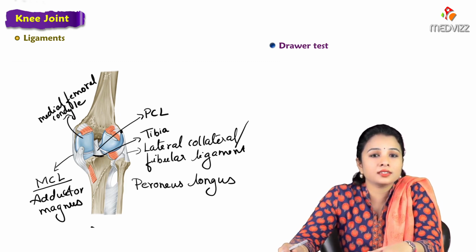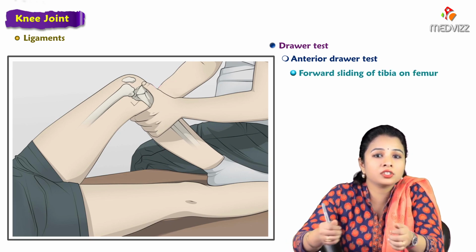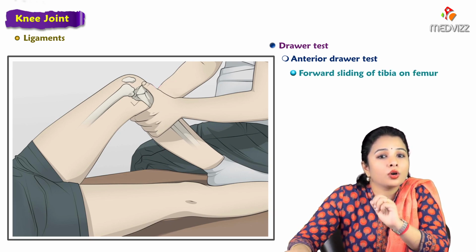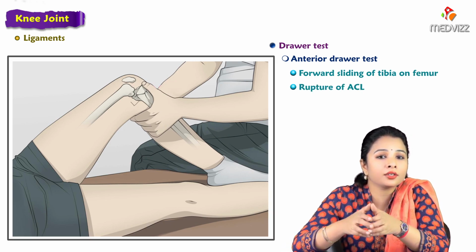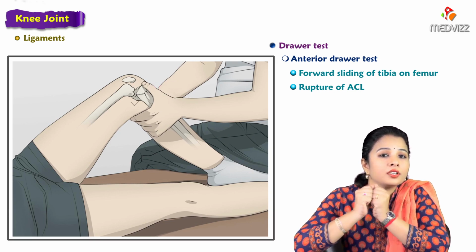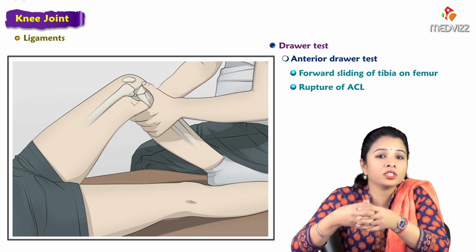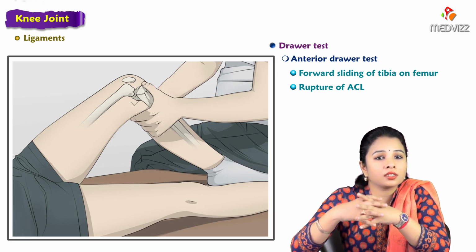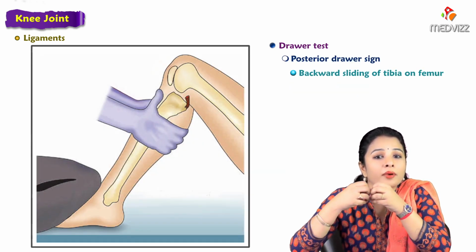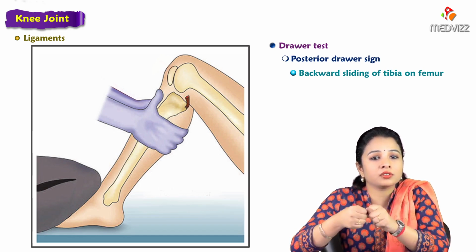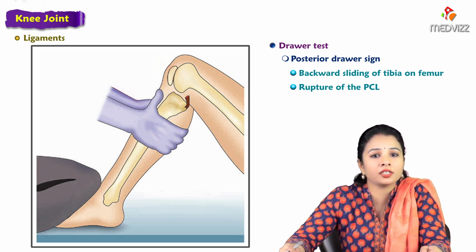So the Drawers test, this is an interesting test. The anterior Drawers test is forward sliding of the tibia on the femur, due to the rupture of the anterior cruciate ligament. So if there is any anterior cruciate ligament tear, if you pull the tibia out, it slips forward. Whereas the posterior Drawers sign is the backward sliding of the tibia: the tibia moves backwards on the femur, caused due to the rupture of the posterior cruciate ligament.